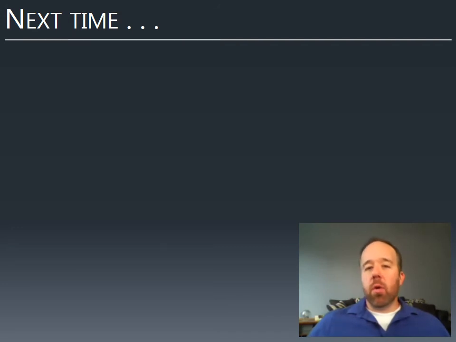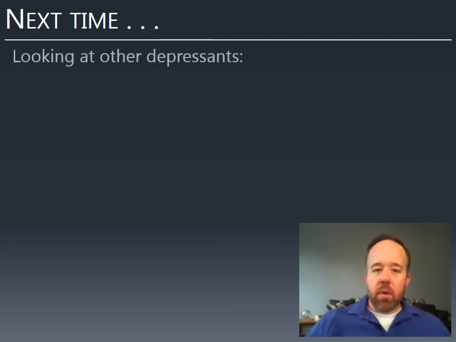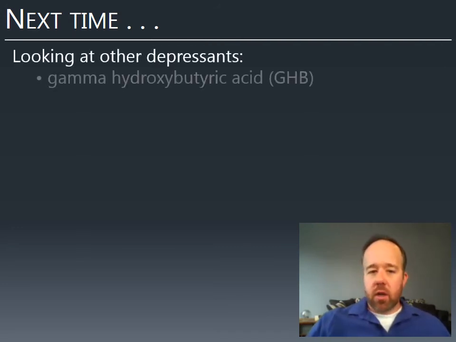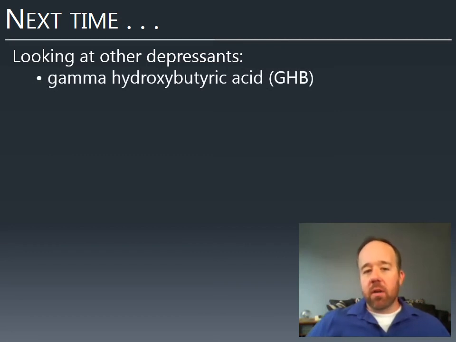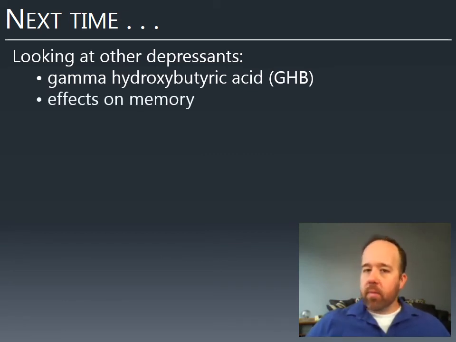Okay, so that will do it for today. Next time, we're going to look at some other depressants. So in particular, we'll look at gamma hydroxybutyric acid, also known as GHB. We'll look at why antidepressants have an effect on memory. And also we'll look at inhalants, which I mentioned at the beginning are sort of an unusual class of drugs, and we'll get to why that is next time.